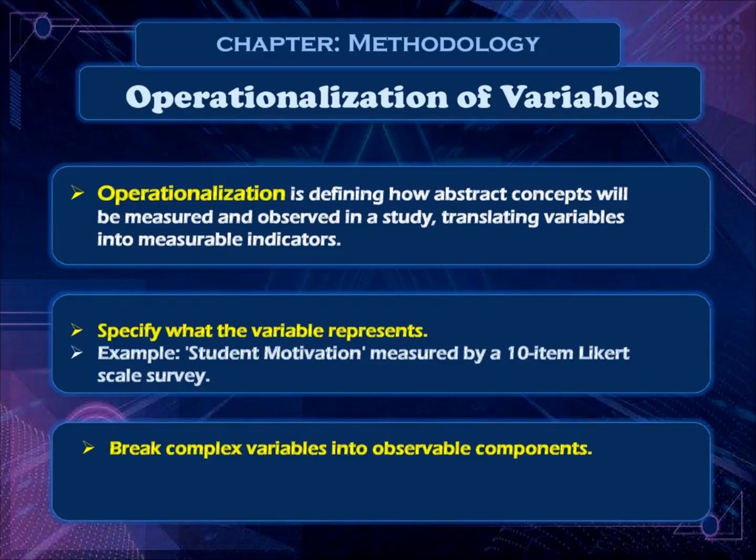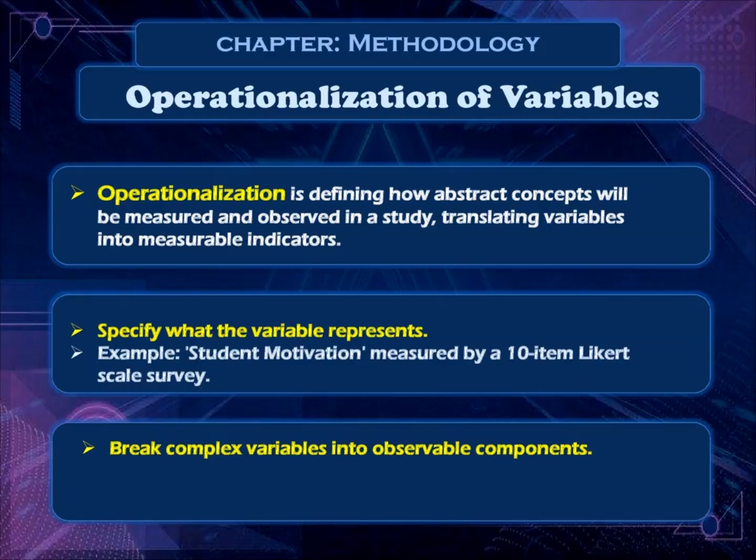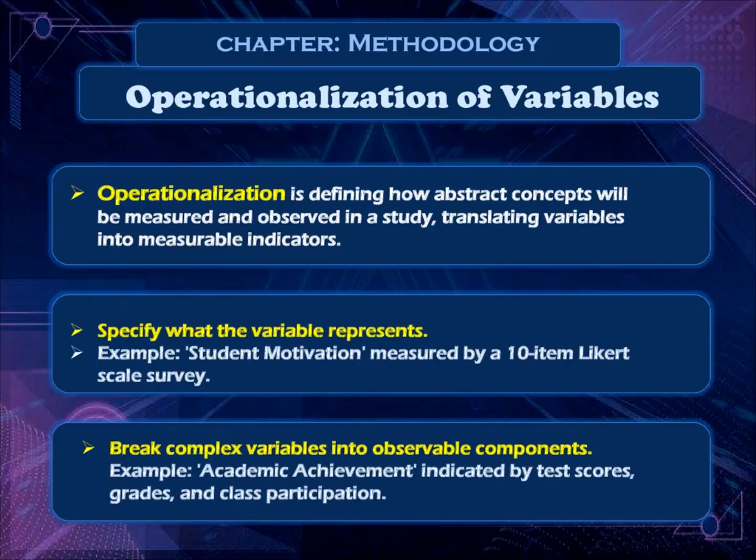Break complex variables into observable components. Example, again, motivation is complex, attitude is complex. So how will you change them into observable components? Example, academic achievement indicated by test scores, grades, class participation. So you are doing a study on academic achievement. But what academic achievement? How can you measure it? Then you say, I will measure academic achievement through the test scores or through the grades or through the class participation. How participative are they in their class, and so on.